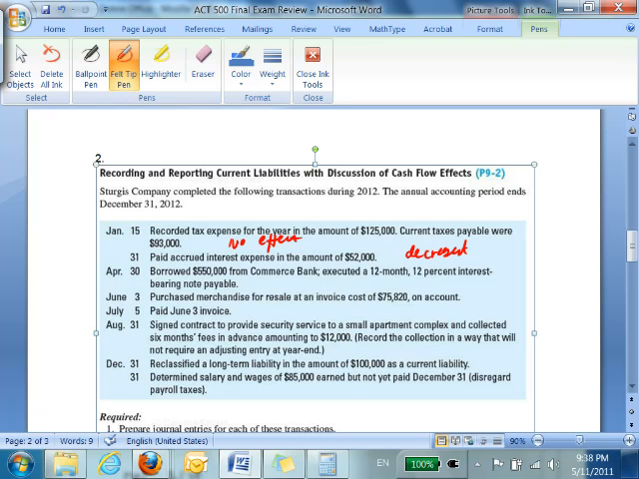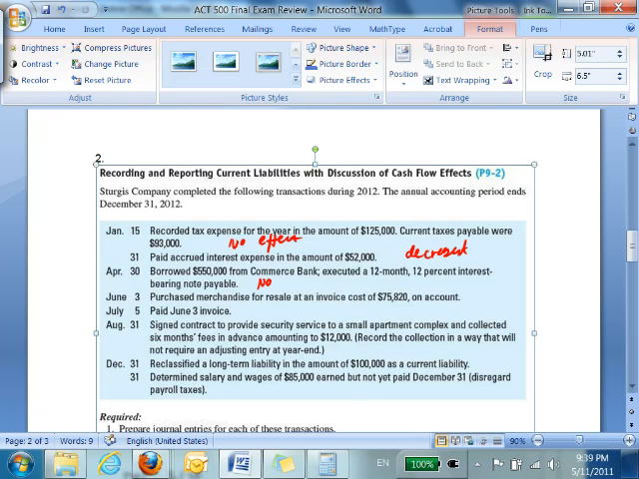April 30th, borrow 550,000 from Commerce Bank. Execute 12 months, 12% interest bearing notes payable. Okay, the cash increases. However, the 550,000 cash increase is not from operating activities. It is from financing activities. They borrow a note from the bank. So the cash from operating activities is no effect.